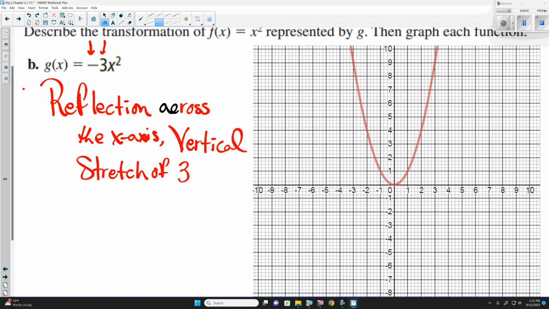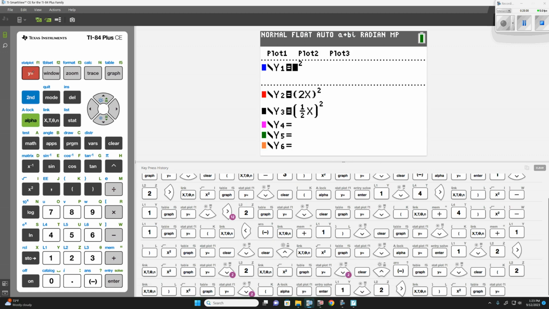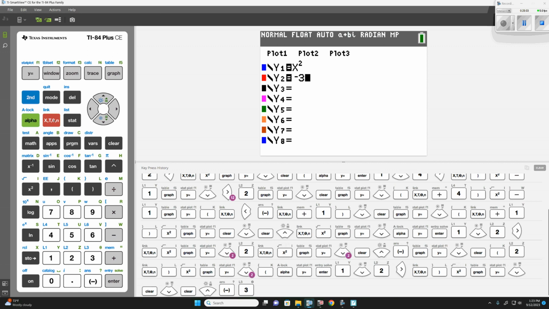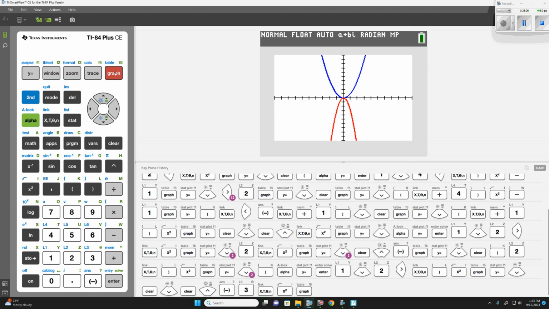Because vertical stretch and shrink is exactly what we think it is. If the number is greater than 1, it's a stretch. If it's between 0 and 1, it is a shrink. Negative 3x squared. So we do see that it is reflected across the x-axis, it's going down. And it is skinnier than our original function, so it is stretching along the y-axis.